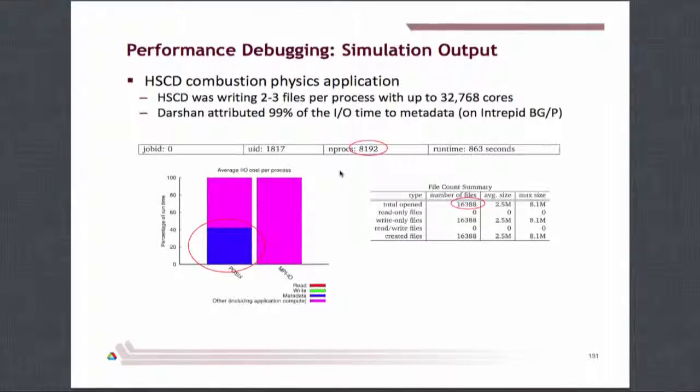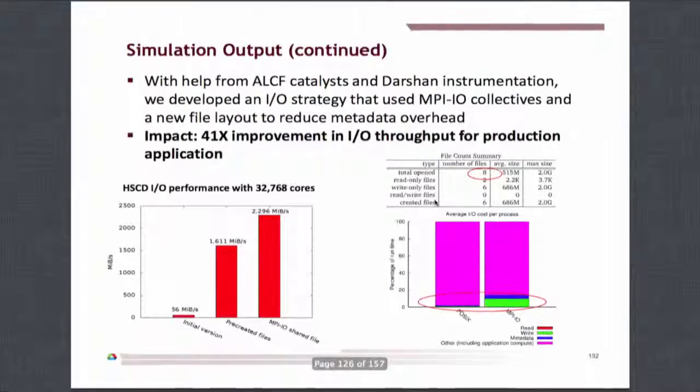I mean, it was writing data that needed to be written, but when we looked at the file count summary, we saw something interesting. There's 8,000 processes in this example, and this bar graph gets worse as we scale up. But there were 16,000 files, so there's 2 files per process, which is a lot for the system this was running on. And so, is that a problem or not?